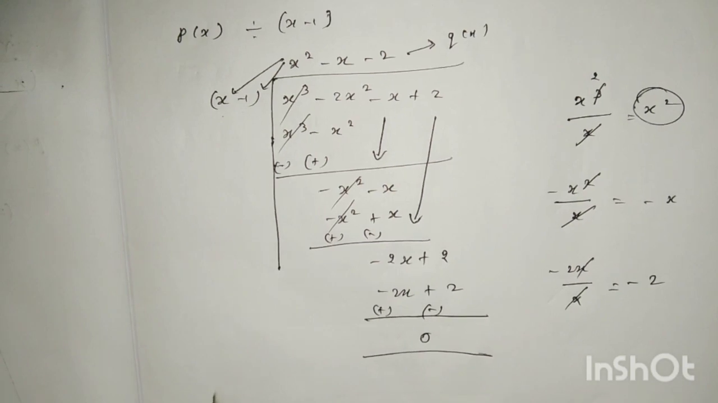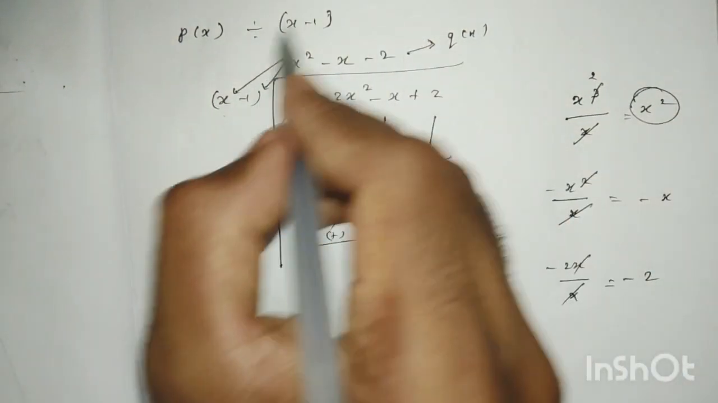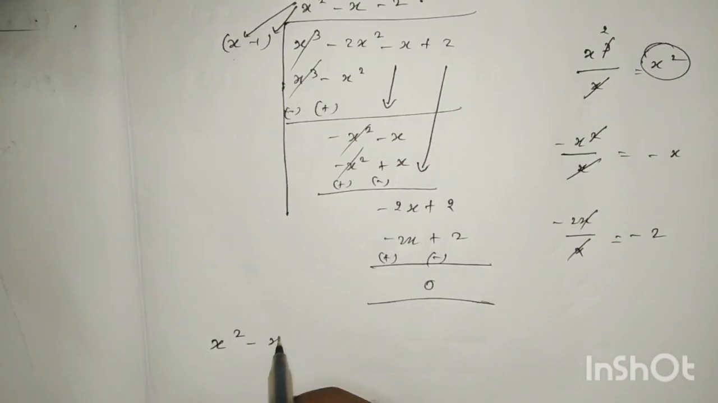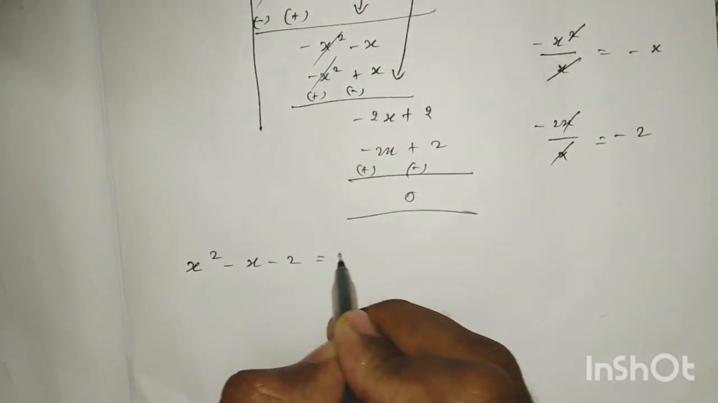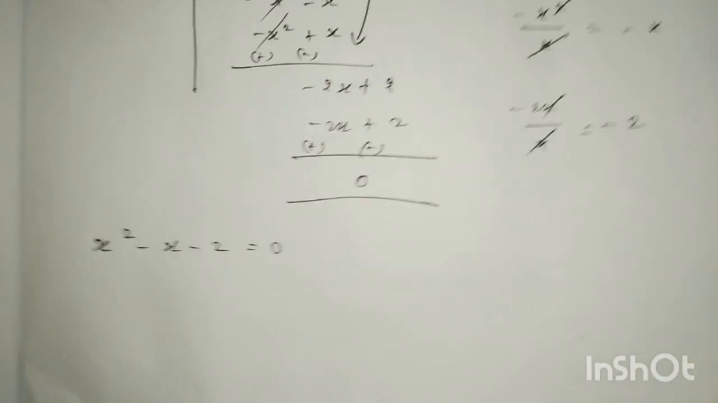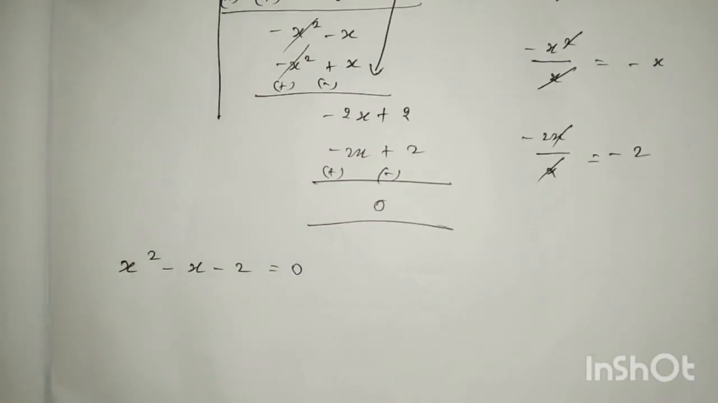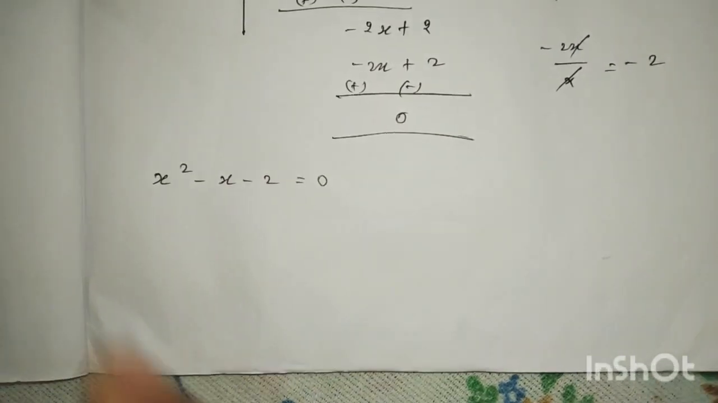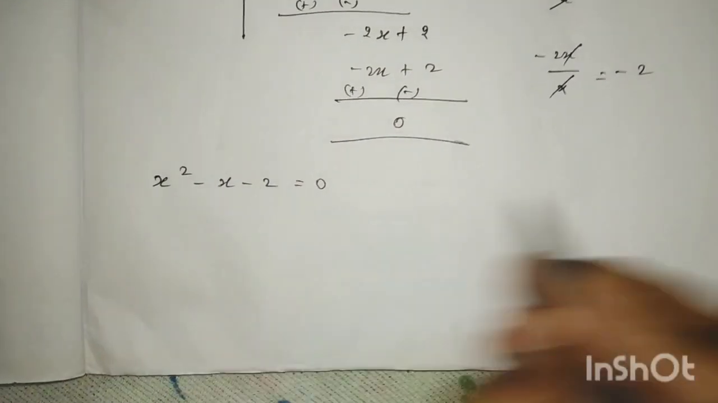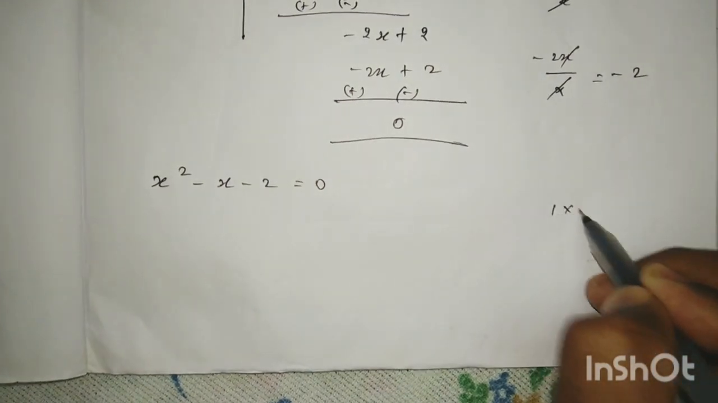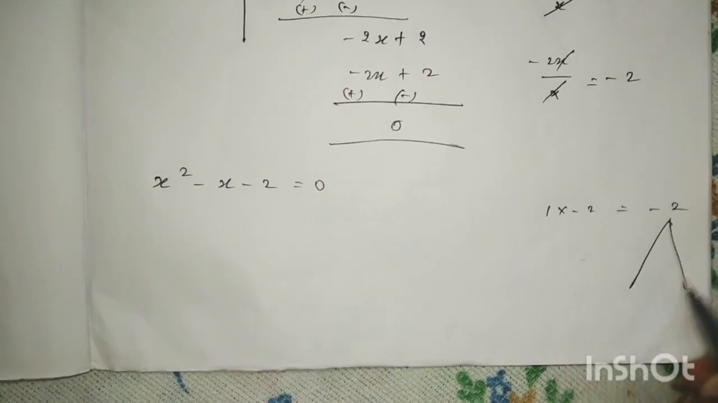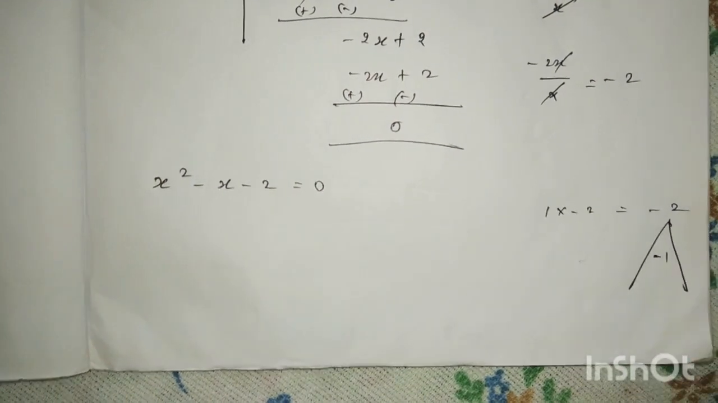So now we find out what the quadratic polynomial is. The quadratic polynomial is x square minus x minus 2 equal to 0. From this quadratic polynomial we can find the factors, and from the factors you can easily find the zeros. Now the usual method to find the factors: 1 into minus 2, multiplication, that is minus 2. Then the sum of the values is minus 1. Now you can find two numbers.